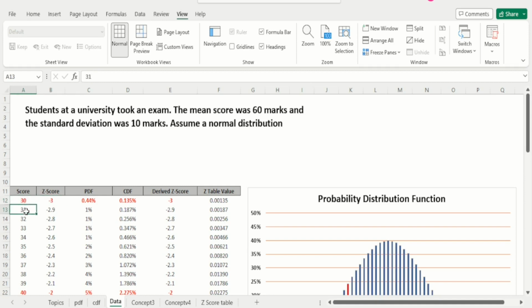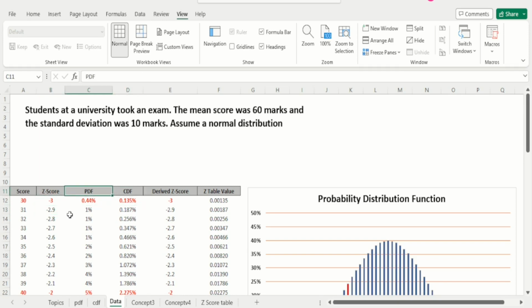The z-score of 31 is minus 2.9. What does that minus mean? Remember, the minus means that this data point is towards the left of the mean. And when you start to see positive z-scores, that implies that now we have moved beyond the mean to the right. Every point to the right of the mean will have a positive z-score.